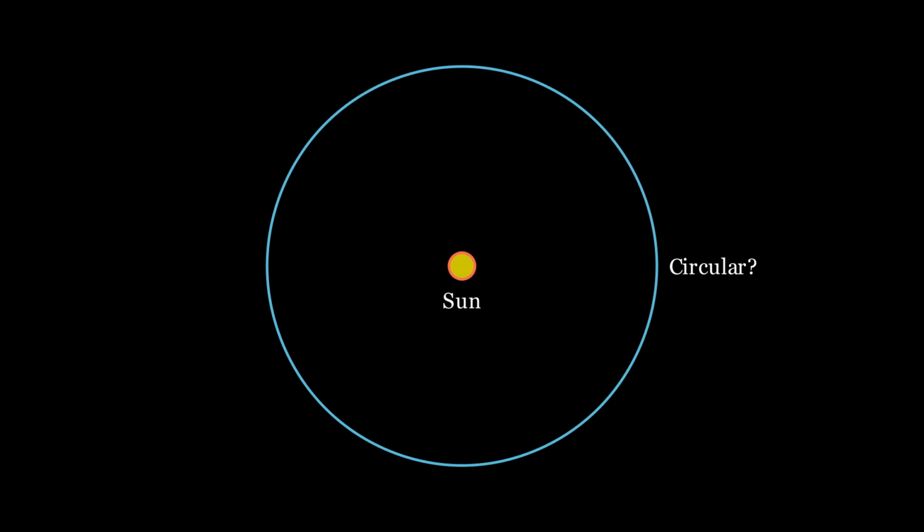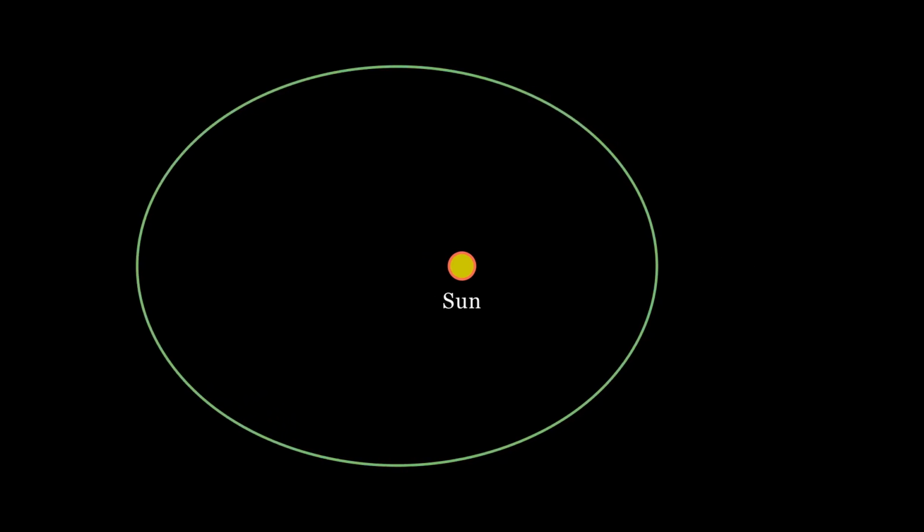However, reality is often not so perfect, and the orbits will actually be a little stretched. I have exaggerated this effect. The Earth's orbit does look quite circular, but the path is indeed stretched. In fact, it's an ellipse.